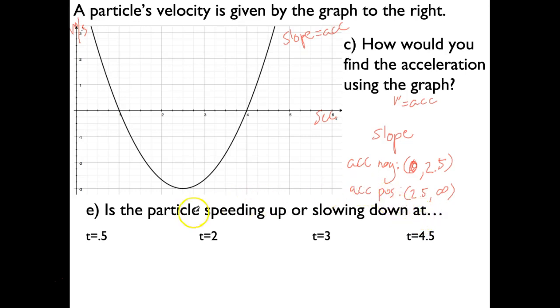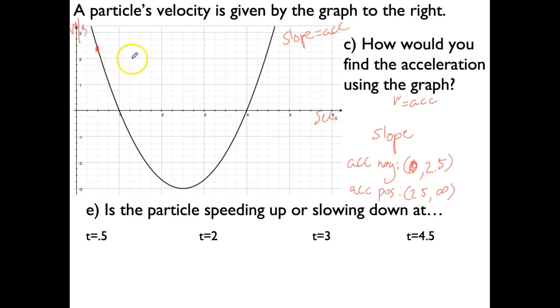Okay? So is the particle, now we're going to talk about speeding up or slowing down. Is the particle speeding up or slowing down? And we're going to talk about 4 different time periods I have here. So let's first look at 0.5. So we're looking at this value right here.